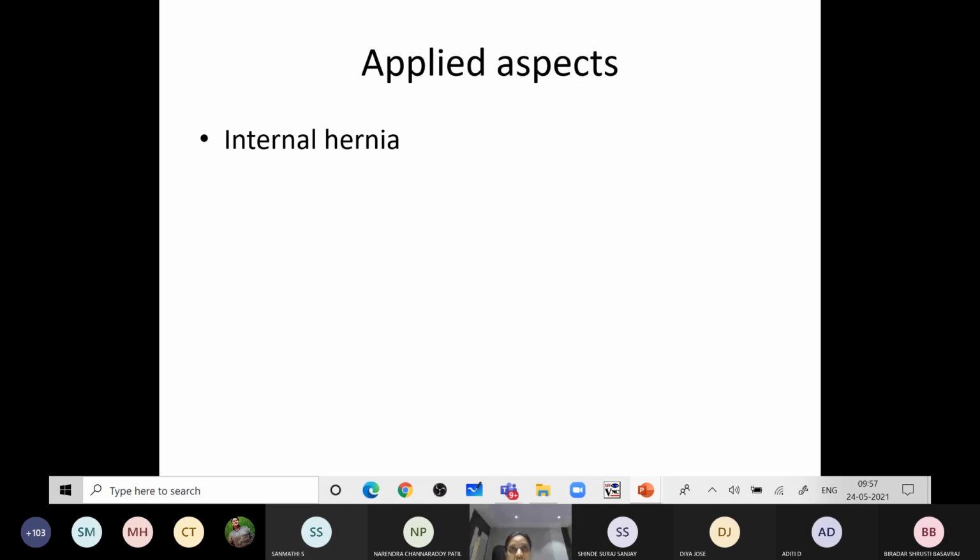And infections from the greater sac will go into the lesser sac. Again, that I will explain tomorrow with applied aspects. Here you have to write. If lesser sac is asked, you have to write. If epiploic foramen is asked, you have to write the applied aspects.